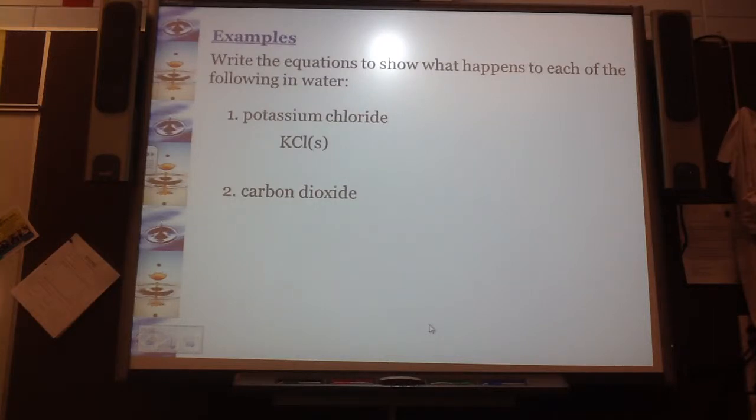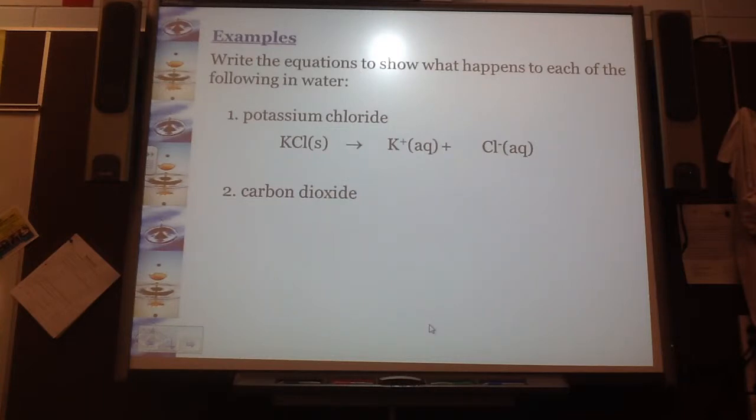Now look at your solubility chart. If you took KCl and tried to dissolve it in water, would it dissolve? Yes, most definitely. So it is aqueous now. So you just write your potassium ion and your chloride ion, because we're showing that it's dissociating. So this is an ionic compound that is dissociating.